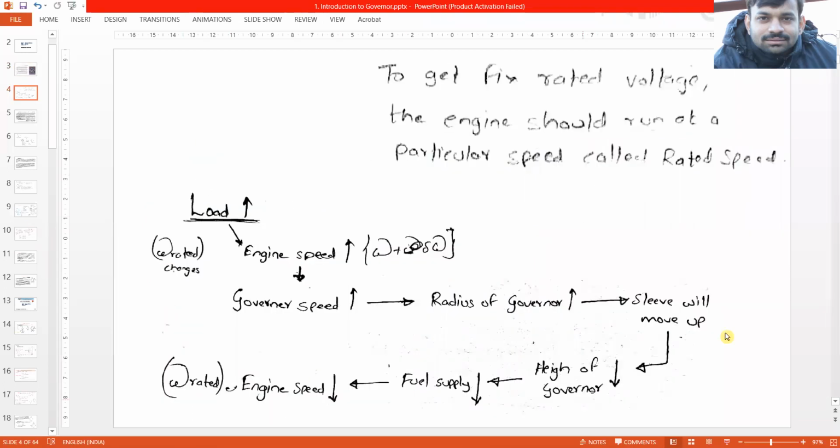Then we also saw how it works, and we discussed some practical examples of how the governor works regarding the power which is supplied to our households, right? Then how the governor works in a vehicle, and so on.